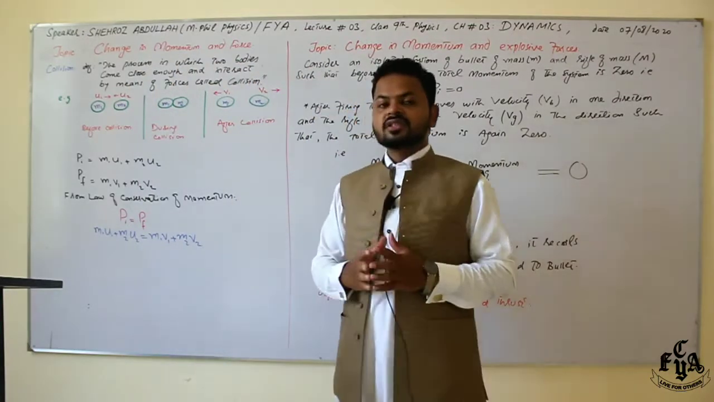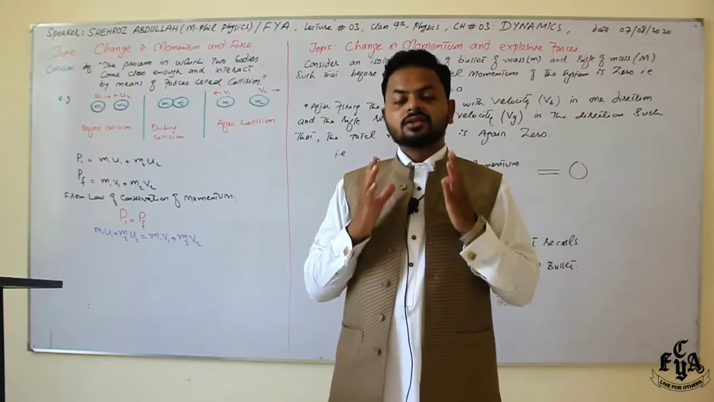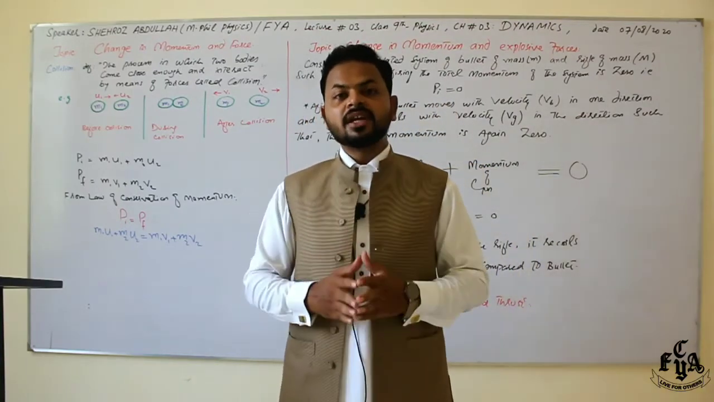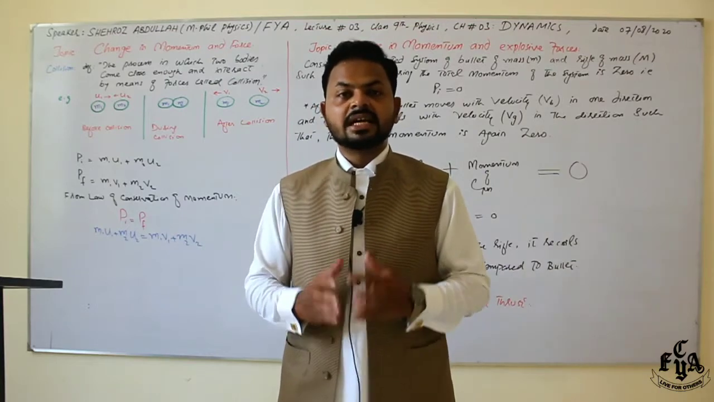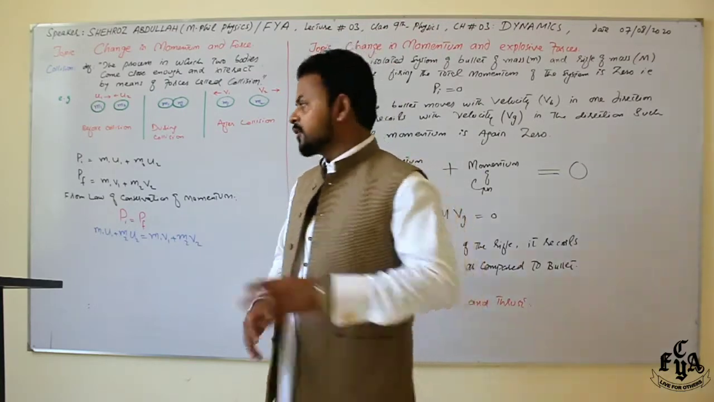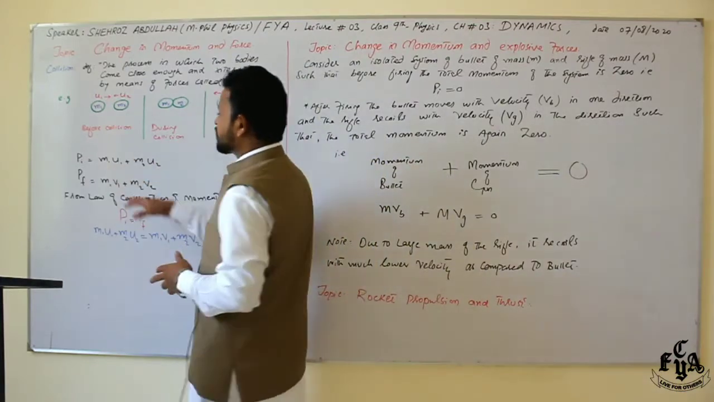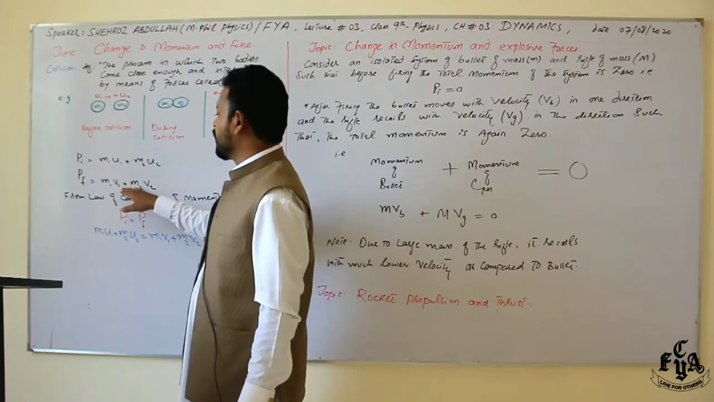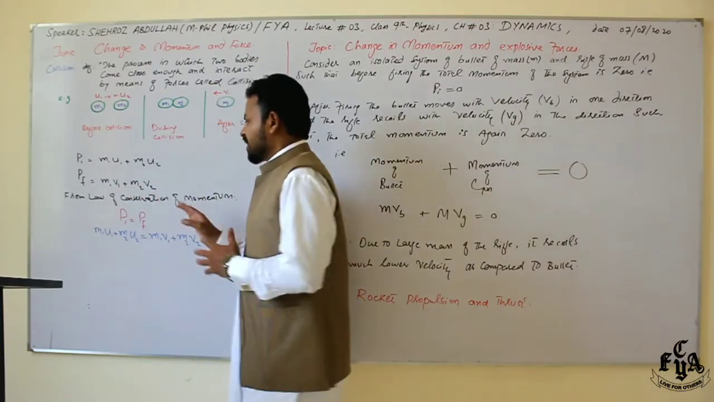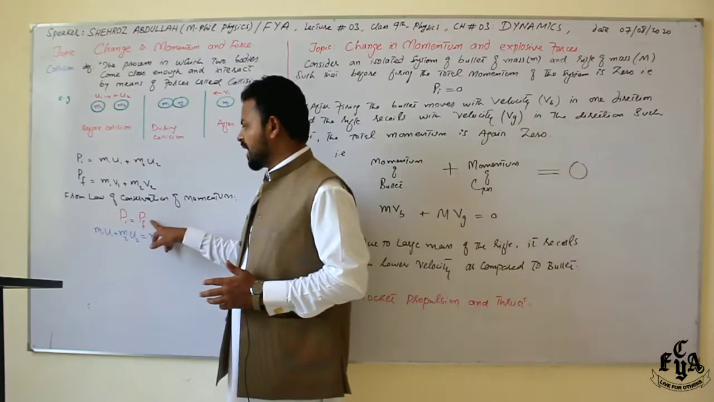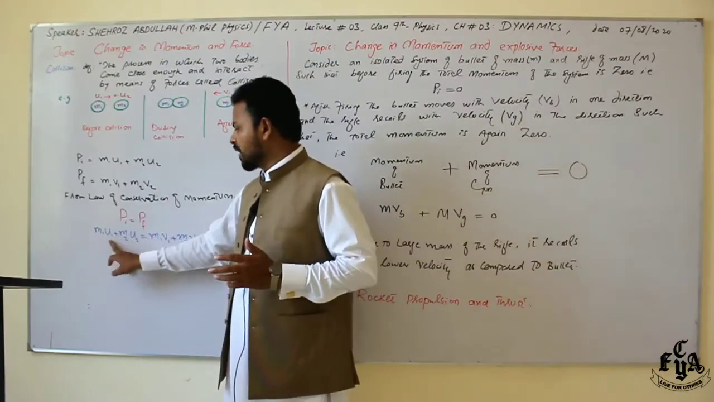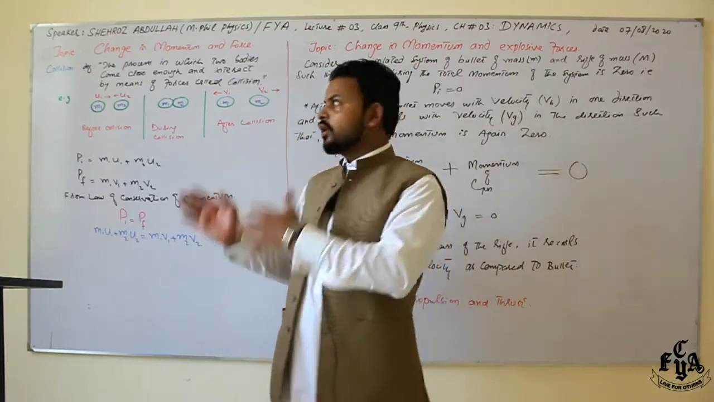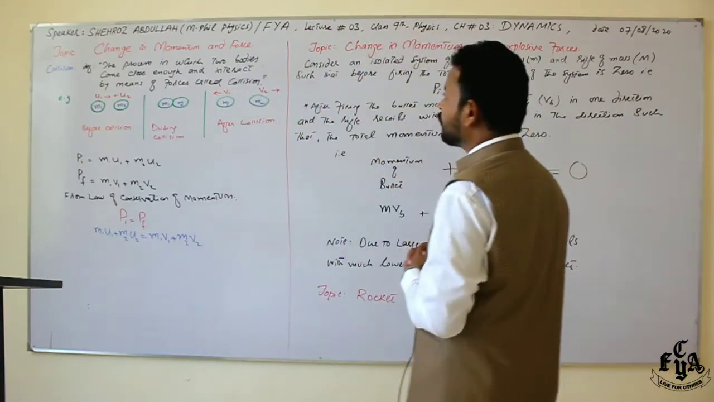According to the law of conservation of momentum, the total momentum should remain conserved, or we can say the initial momentum must be equal to the final momentum. So Pi will be equal to Pf. Initial momentum was m1u1 plus m2u2, while final momentum is m1v1 plus m2v2. So m1u1 plus m2u2 will be equal to m1v1 plus m2v2. This is all about change in momentum and force.